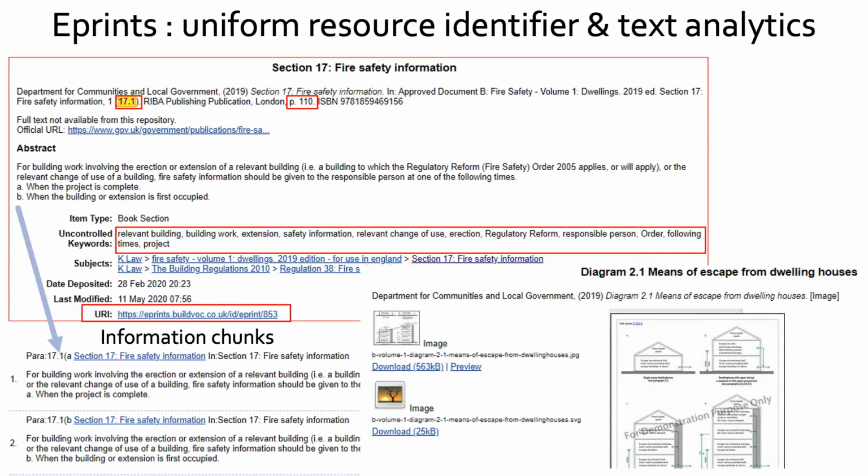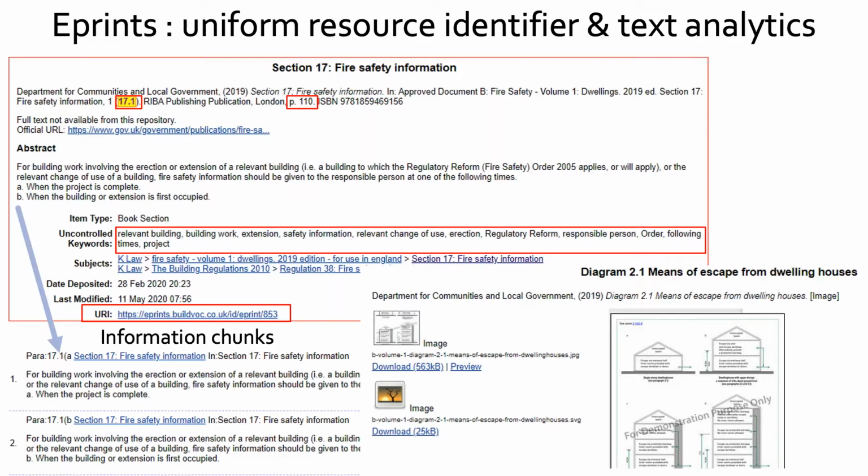The main purpose of breaking up the approved document is to create information chunks. So below there in paragraph, right at the bottom on the left is paragraph 17.1a. And below there is 17.1b. And those information chunks can be used on other systems, but also you can really get some precision in your search.